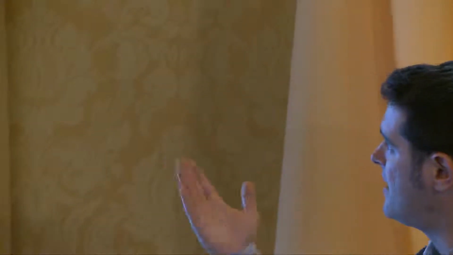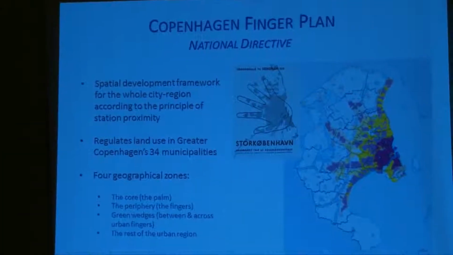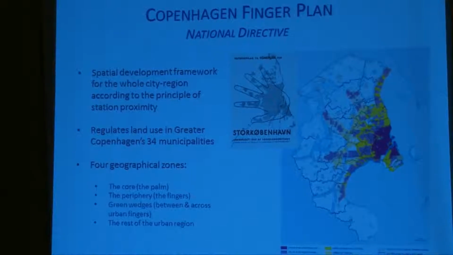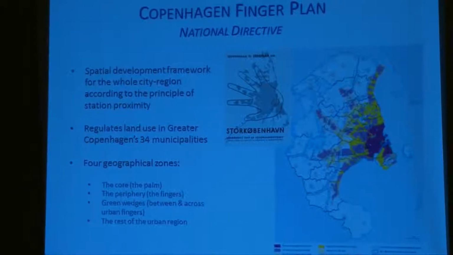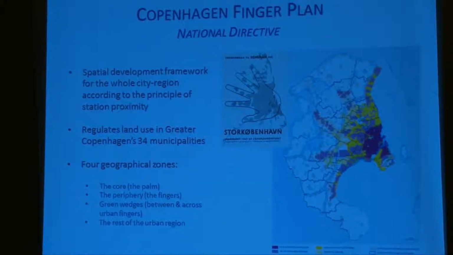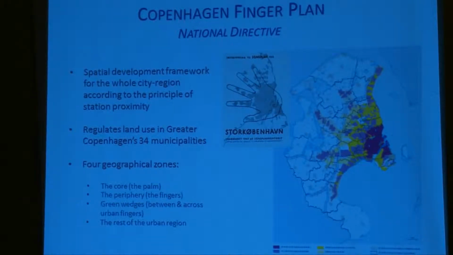One of the interesting characteristics of this document is that the minister has the right and obligation to veto municipal planning proposals that contradict national interests. We see directives as well. This is another means for municipalities to comply with national level objectives. The case of the Copenhagen Finger Plan dates back to 1947. That's a spatial strategy from 1947, which regulates land use in Greater Copenhagen's 34 municipalities, which is really the only form of actual regional spatial land use planning going on in Denmark right now.